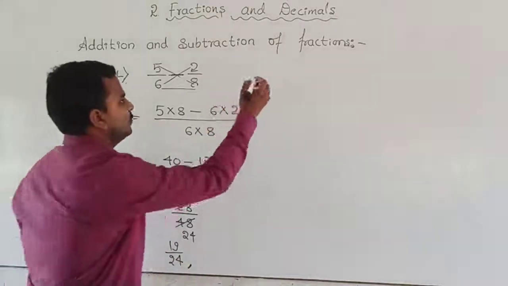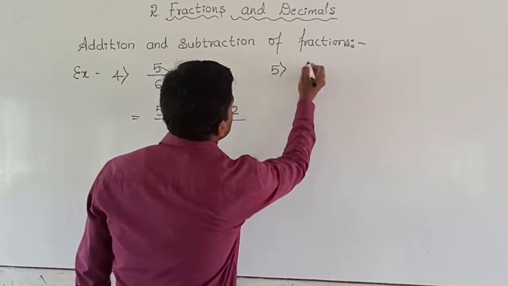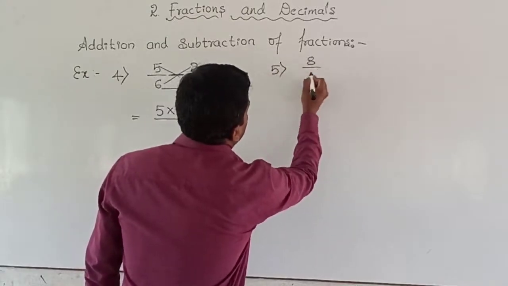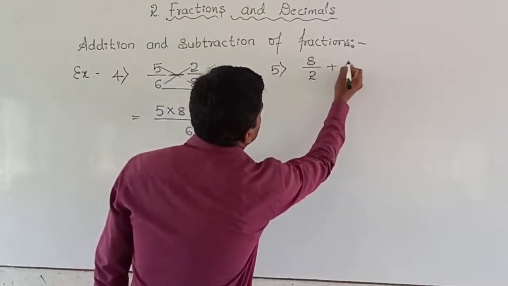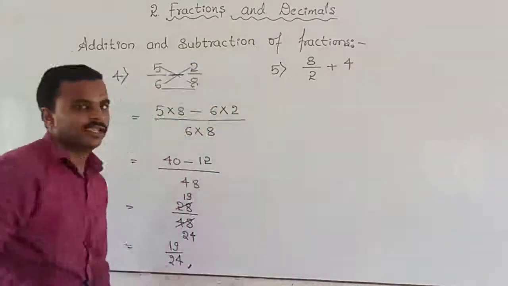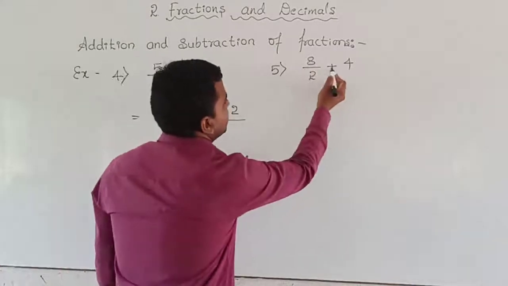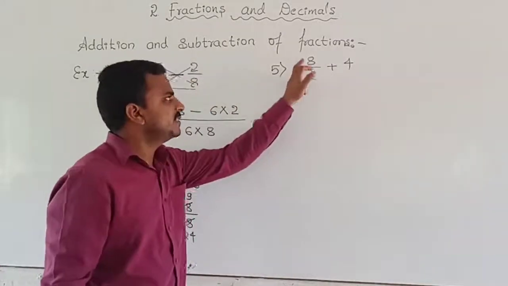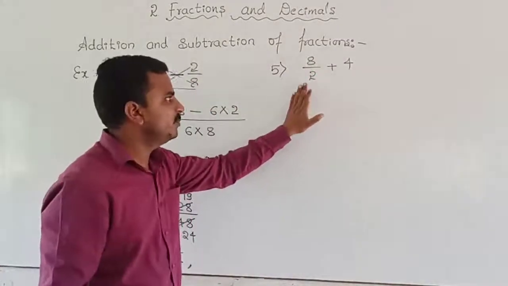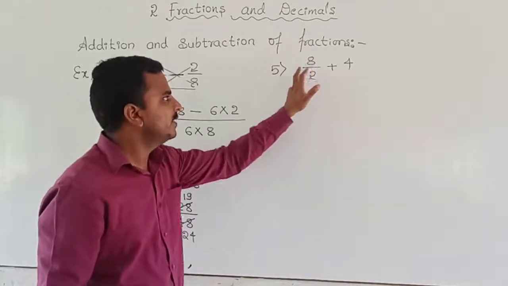Next, the fifth one: 8 by 2 plus 4. Okay, this fifth one is also different. This first fraction, that is 8 by 2, there is no problem. That is a correct fraction.